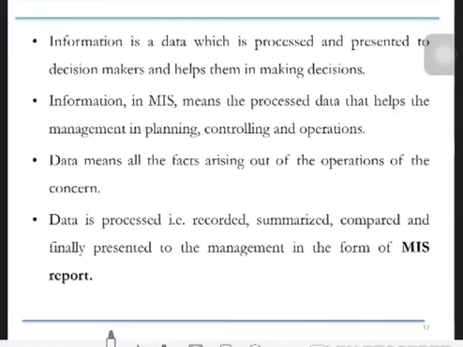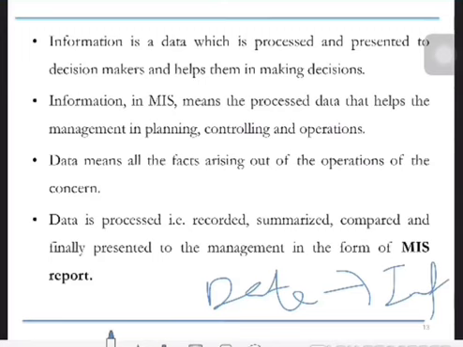So when you say information, it is data which is processed. First we have data, then we have information. So such processed data becomes information, we can say that. It is processed and presented to decision makers and helps them in making decisions. So we can't use data for decision making purposes, but we can use information for decision making purposes. That's the main difference between data and information.